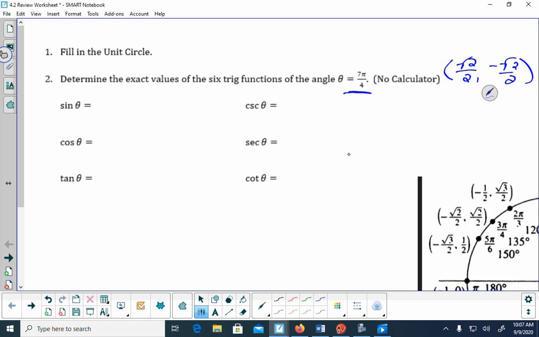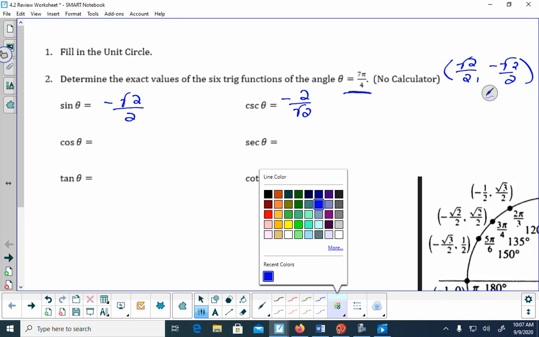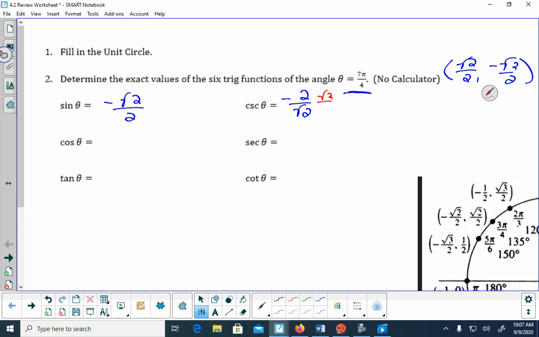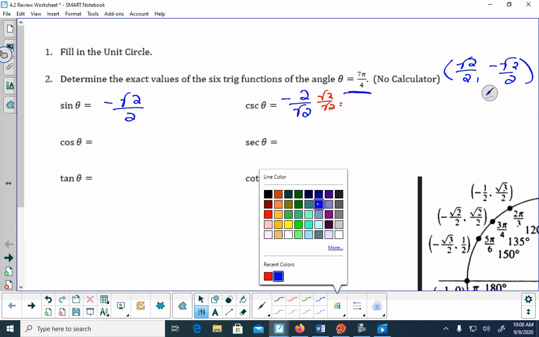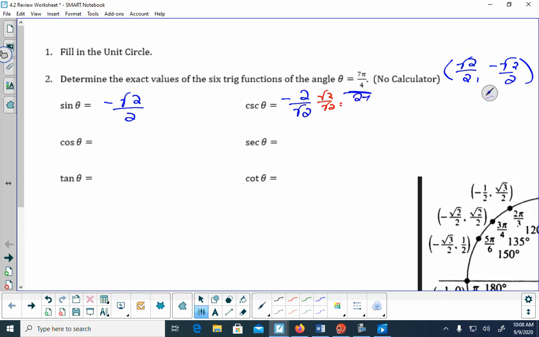So when I go to find the sine, remember the sine is the y value, so this is going to be a negative square root of 2 over 2. The reciprocal of that will be the cosecant, so the cosecant will still be negative, and it's going to be 2 over the square root of 2. Rationalizing my denominator, I'm going to multiply by the square root of 2 over the square root of 2. And when I do that, I get 2 times the square root of 2, this is still negative, over 2. The 2's will simplify, and my final answer is a negative square root of 2.